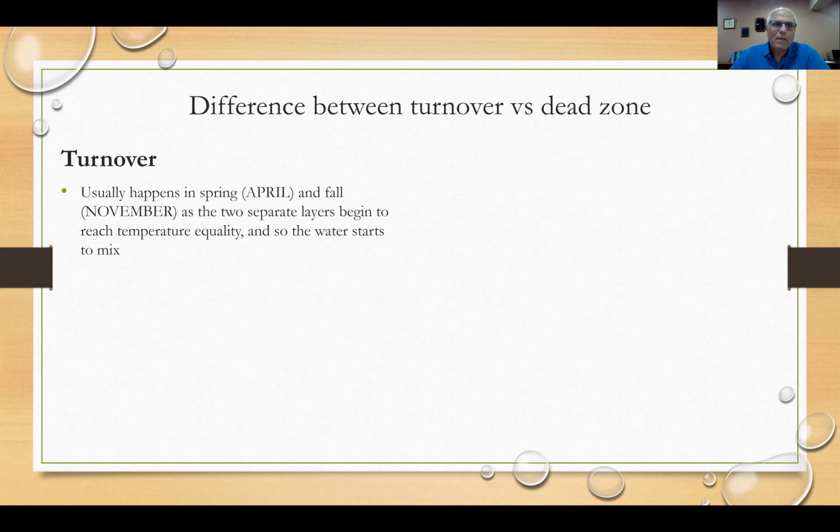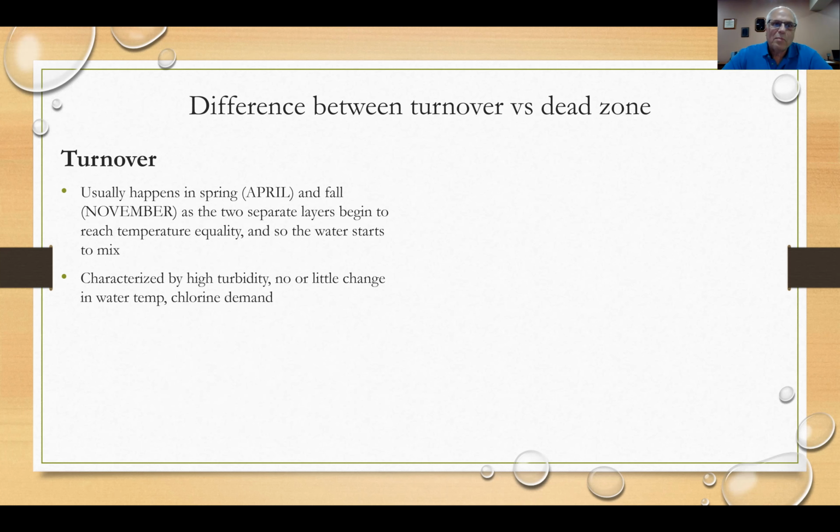Turnover. Turnover usually happens in April, in the spring, and in the fall in November. Now that may change. I'd be interested to know 20 years from now if that changes a little bit, but in my experience, the lake turnover, any turnover in a big body of water like Lake Erie is going to change in April and November. That's because these two separate layers begin to reach temperature equality, and so the water starts to mix a little bit. The temperature of the water is important here.